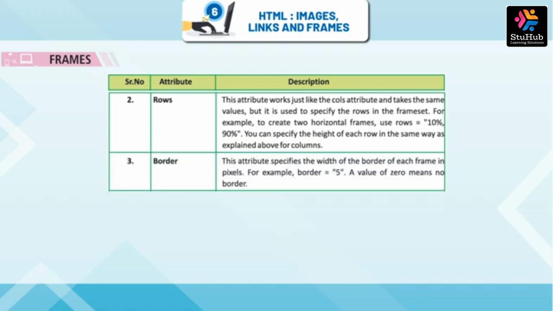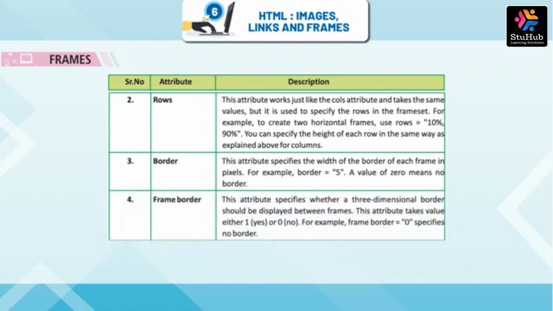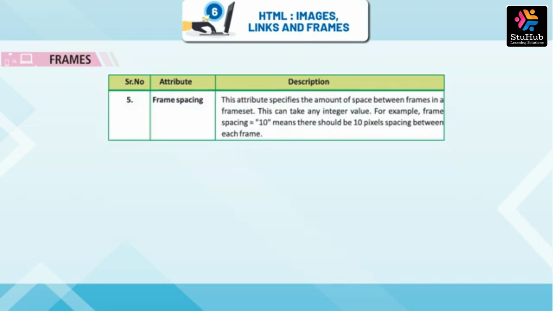3. Border. This attribute specifies the width of the border of each frame in pixels. For example, border equal to 5. A value of 0 means no border. 4. Frame border. This attribute specifies whether a 3-dimensional border should be displayed between frames. This attribute takes value either 1, yes, or 0, no. For example, frame border equal to 0 specifies no border.